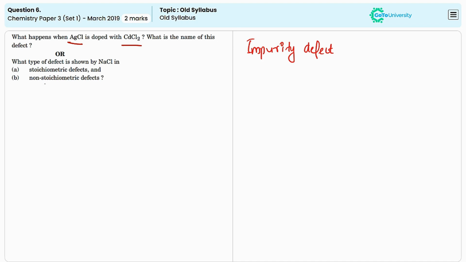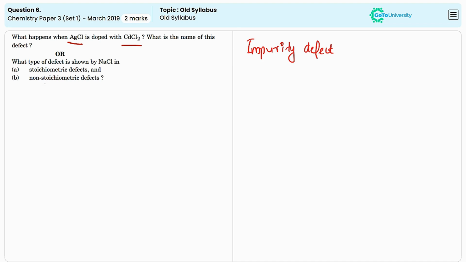They are of two types: substitutional impurity defect and interstitial impurity defect. And the impact of impurity defects is that they change the electrical, mechanical and optical properties. These impurity defects involve the inclusion of the foreign atoms or ions into a crystal lattice, which can significantly impact the physical and chemical properties of the material.